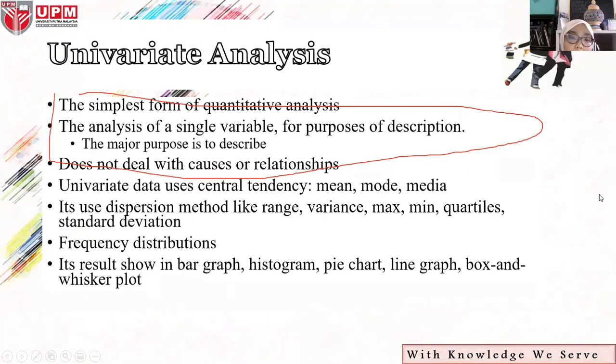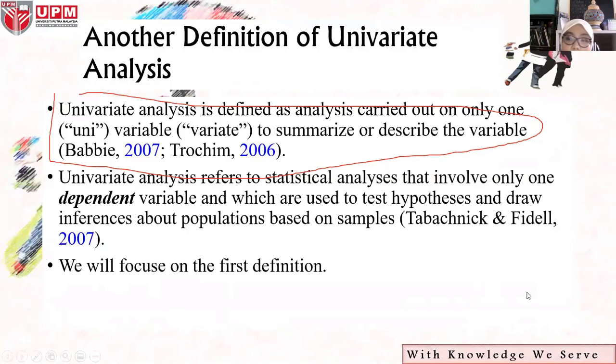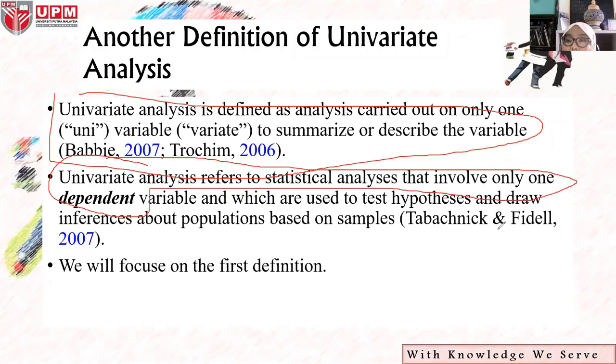But according to Tabachnick and Fidell, univariate analysis refers to statistical analysis that involves only one dependent variable. So Tabachnick and Fidell highlight that univariate analysis includes any analysis that involves only one dependent variable.